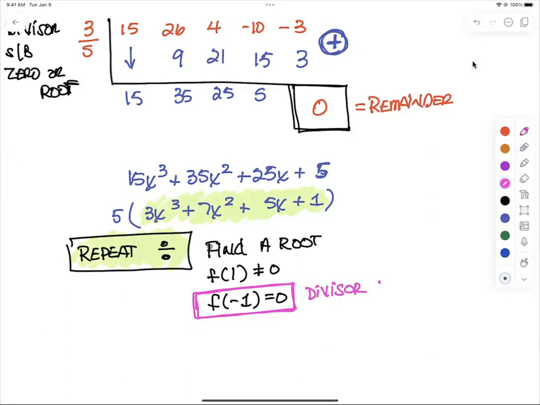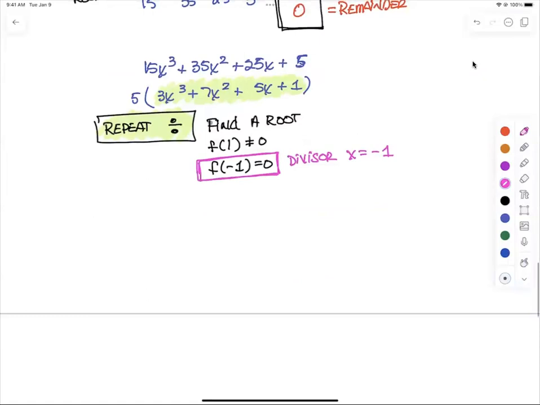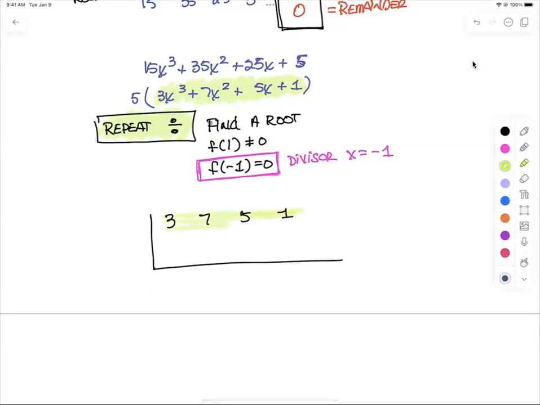I'm going to let my divisor be -1. So I'll set this up again. I'm going to use what's highlighted in green. So I'll draw my synthetic division box, and I'm going to use 3, 7, 5, and 1, and I'll highlight this in green. I'm getting these numbers from the outcome of round 1 of synthetic division, and I'm going to let my divisor here be -1, which is what I found above right here. So I got the -1 right here by testing f of -1.